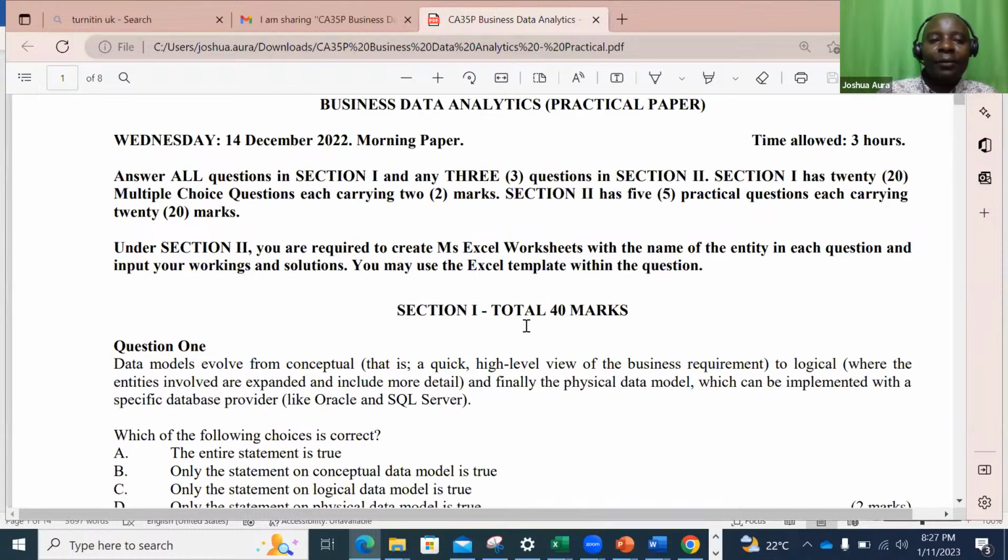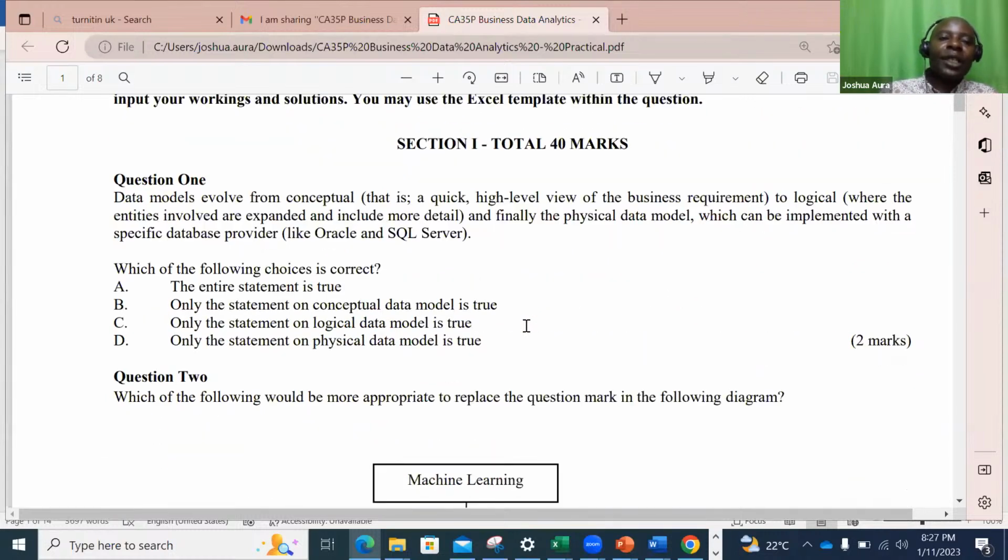So question number 1. Data models evolve from conceptual. A data model. If, for example, you want to make use of the population statistics in Kenya, which is divided into various demographics. We have women, men, the youth, the disabled, various categories. So for you to make use of this kind of population model to do predictions, like how many Kenyans will we be having in the year, say, 2040, of course, you'll have to look at the population growth patterns, etc.